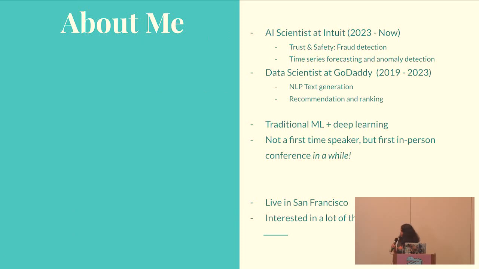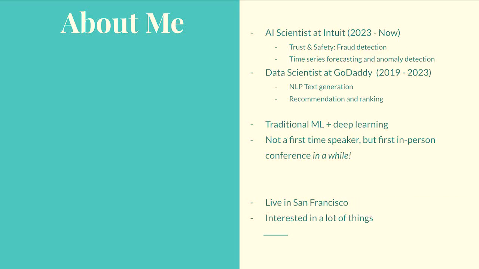But yeah, today I'm going to be talking about graph machine learning and just a little bit about myself. I am an AI scientist, which is just a glorified data scientist at Intuit. I work in the trust and safety domain, and we build fraud detection models to prevent bad actor abuse of Intuit products. Before that, I was working on time series forecasting and anomaly detection, and prior to Intuit, I was a data scientist at GoDaddy, where I was working on a lot of deep learning, NLP models, and recommendation models. So my background has pretty much been in traditional machine learning and a little bit of deep learning.